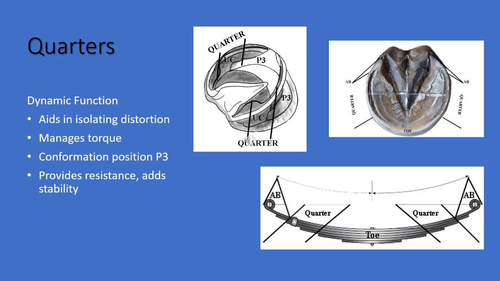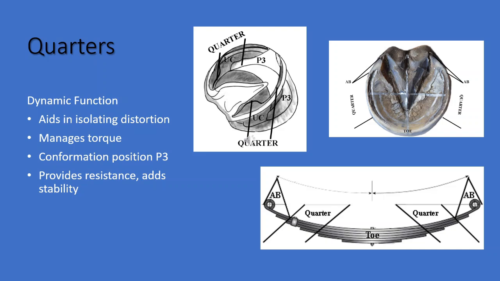I believe this slide does a very good job of illustrating the function of the quarters. See, the quarters have a foundation of both cartilage and bone, as illustrated in the upper left-hand illustration. The palmar process of P3 is the bony portion of the quarters foundation. It's the distal dorsal portion of the foundation, while the ungular cartilage represents the remainder of the foundation, or the proximal palmar portion of the foundation.